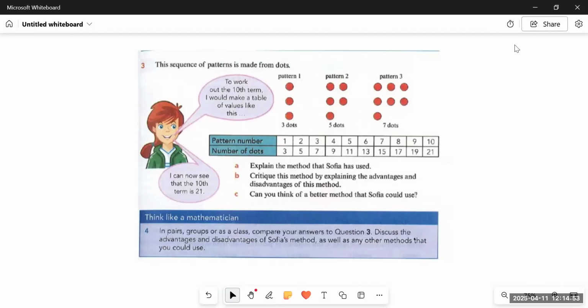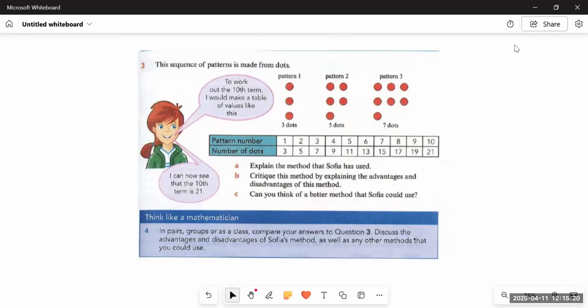What she did, that's what we have to find in part A. They're saying explain the method that Sophia has used. So if we look at the method that Sophia has used, she has basically added 2 every time to the number of dots for every pattern number. So if there were 3 dots in pattern number 1, she added 2 to the number of dots for pattern number 2. So she got 5.